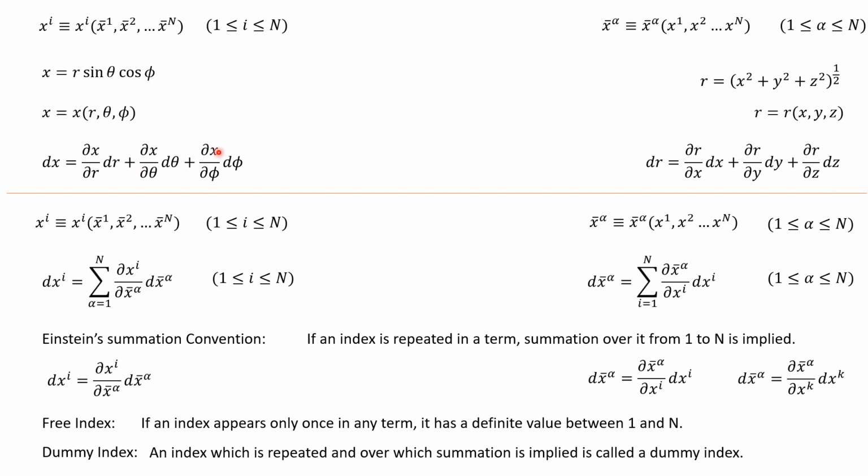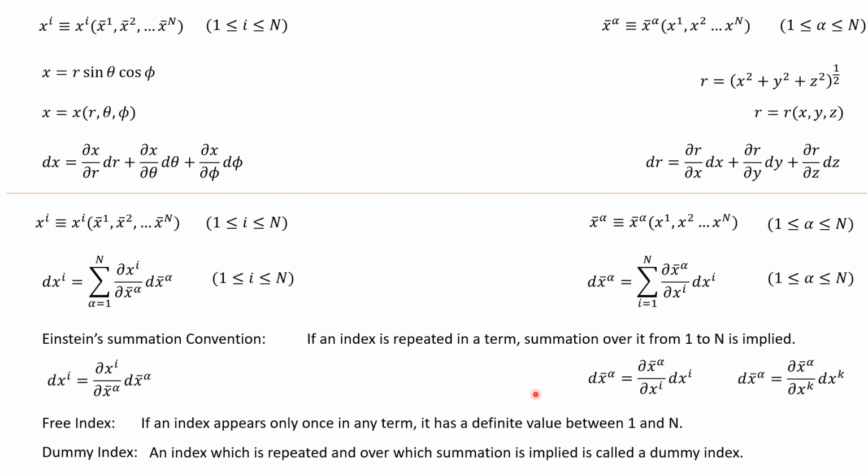So if we generalize this differentiation for this unbarred coordinate system as expressed in this equation, we have dx superscript I is equal to the sum running over alpha equal to 1 to capital N of dou x superscript I divided by dou x bar superscript alpha into dx bar alpha, where I takes the value from 1 to N. Similarly, we can differentiate x bar alpha as dx bar alpha is equal to the summation over I equal to 1 to n of dou x bar alpha divided by dou x superscript I dx superscript I. Again, the value of I runs from 1 to n.